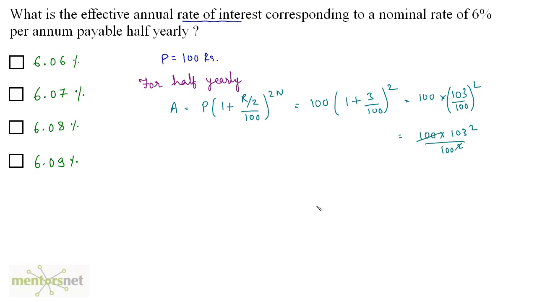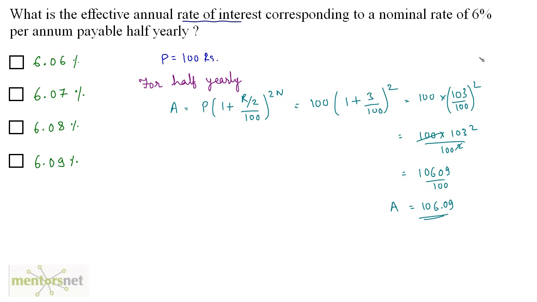So this square and this 100 get cancelled out. What we have is 103 square, which is 10,609 upon 100, and that's 106.09, and that's the amount if the interest is paid half yearly at this rate.